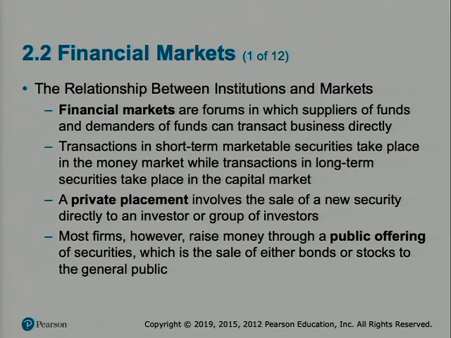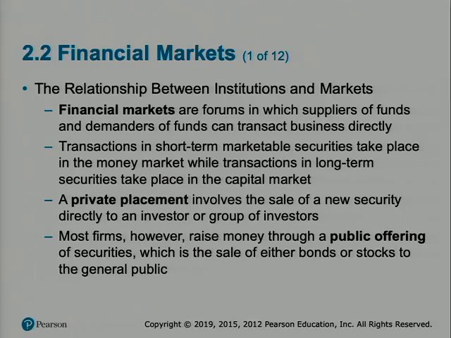Now, let's look at the relationship between institutions and markets. Financial markets are a forum where the suppliers and the demanders get together so they can exchange and transact their business. The stock market and the bond market are financial markets. We call them capital markets. This is where we have a set of mechanisms and regulations to facilitate a liquid market for the transfer of funds between demanders and suppliers.